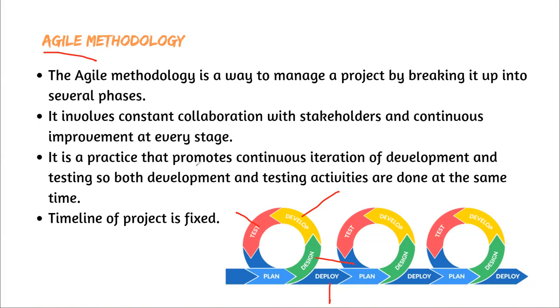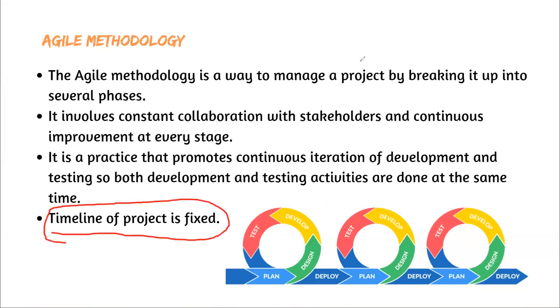Just see this one. It is a practice that promotes continuous iteration of development and testing activities. Both development and testing activities are done at the same time. We develop and test the application at the same time, and both go very speedily. But when it comes to the operation part, do we have any deployment plan here? Any operation or monitoring? No, right? Due to this particular reason, agile also failed in the market. And the best thing is the project timeline is fixed here. What is fixed here? Project timeline.